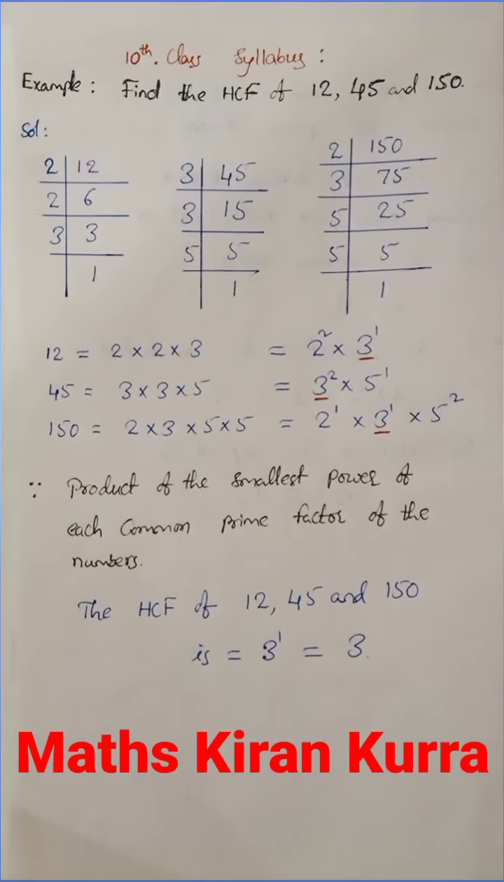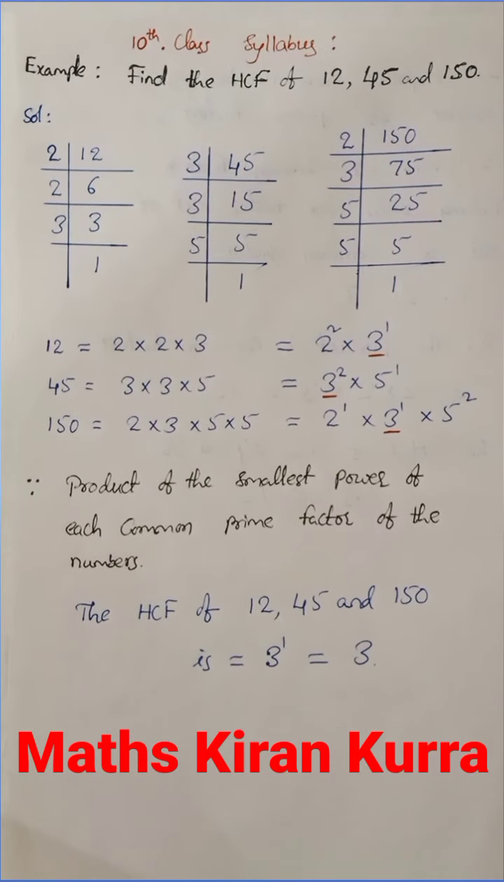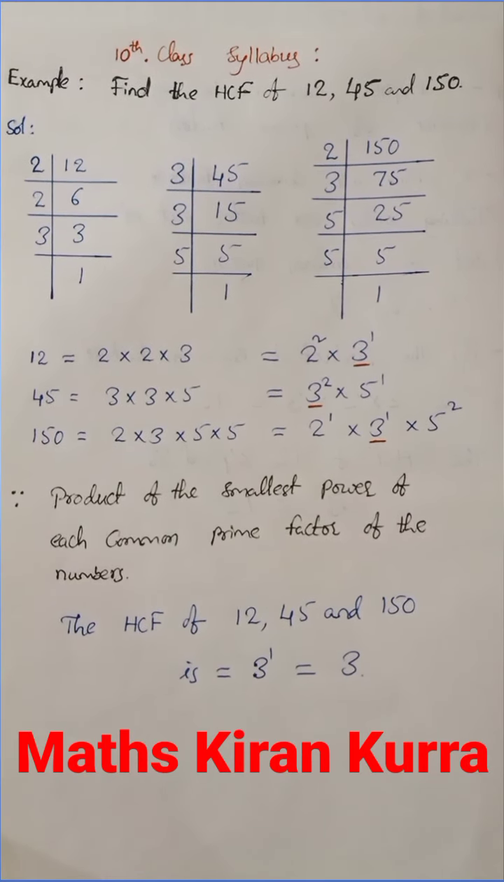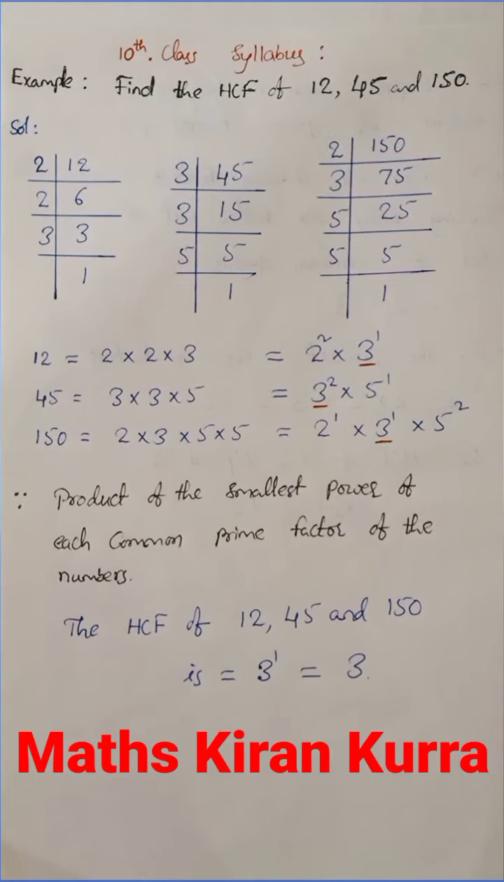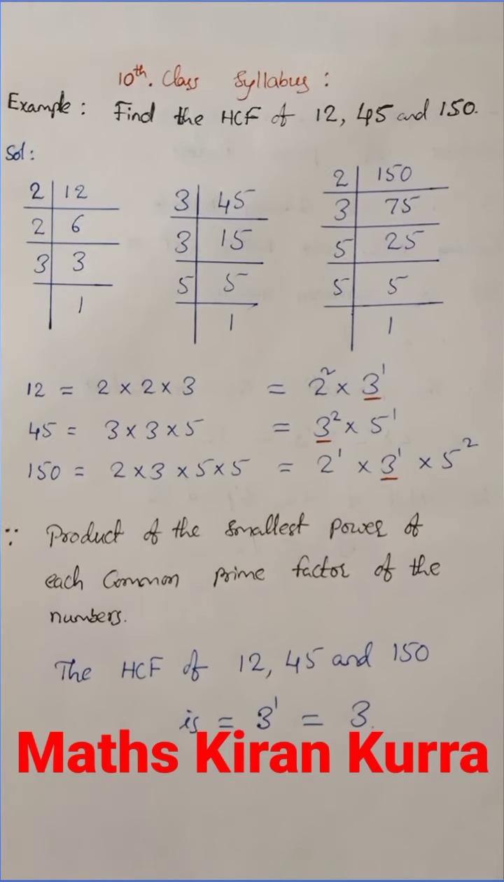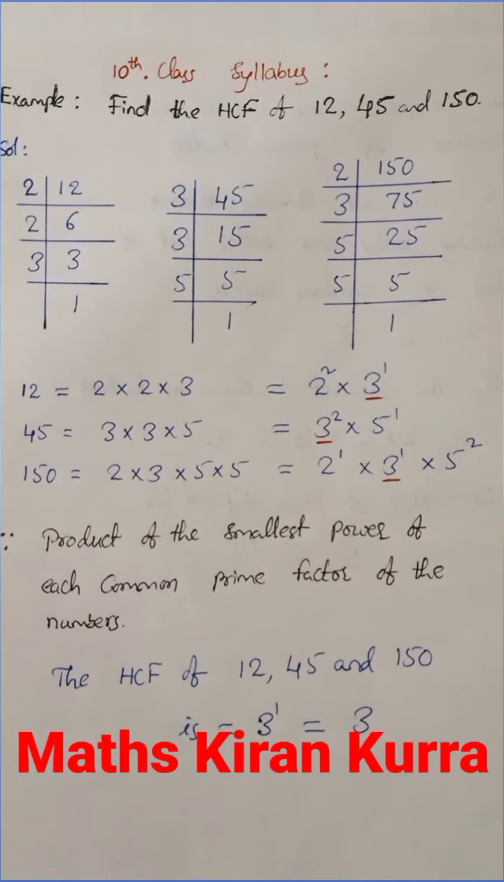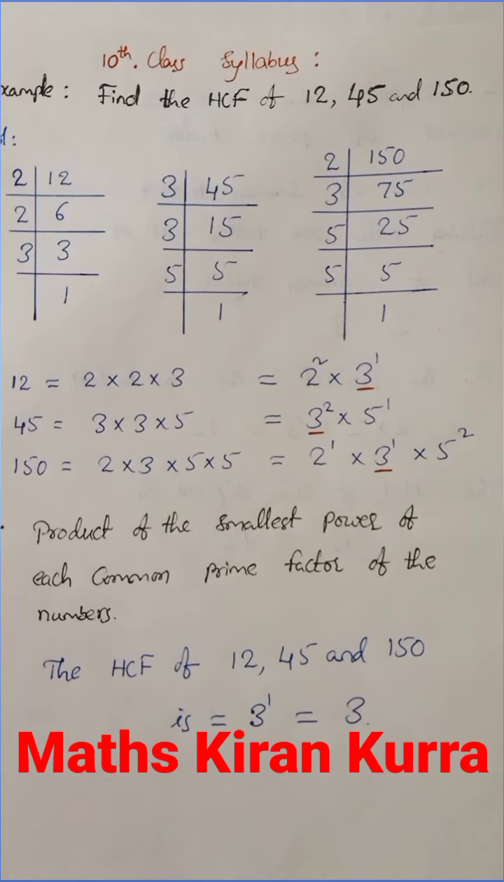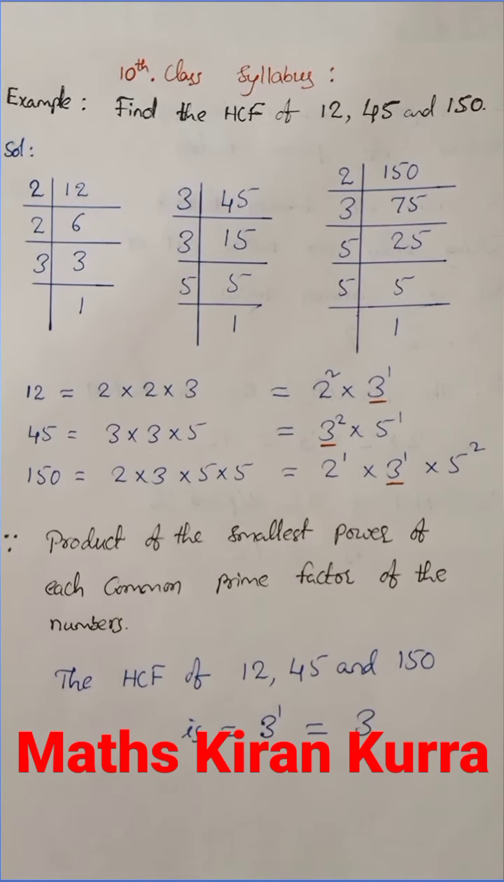10th class students, this sum is most important, so all of you observe this once. Find the HCF of 12, 45 and 150. So this is the prime factorization method.